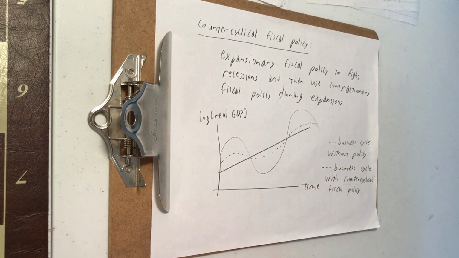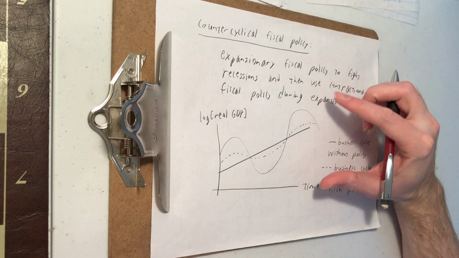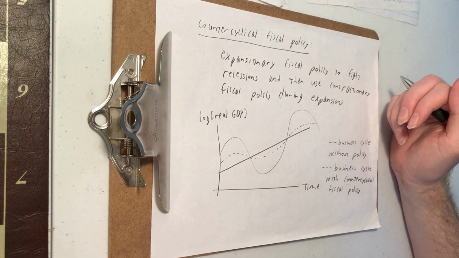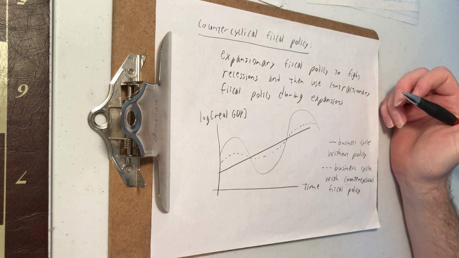So one metaphor I like to use is when it's cold, use the heater, and then when it's warm, you turn on the air conditioning. So you're trying to counter the cycle of temperature. So you're trying to stabilize the temperature. You can try to do the same thing with the economy by using expansionary and contractionary fiscal policy at appropriate moments.